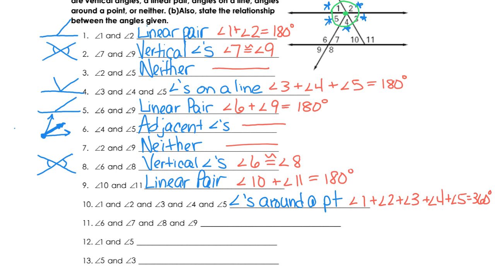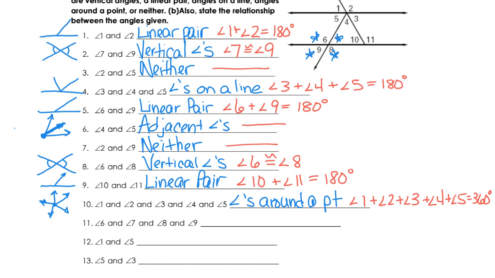Okay? A little picture of that would be literally what you see there. You got a bunch of angles all coming from the same point. Okay? I forgot the number 9, draw my linear pair again. Okay? All right, number 11. Number 11. Angle 6, 7, 8, and 9. So 6, 7, 8, and 9.